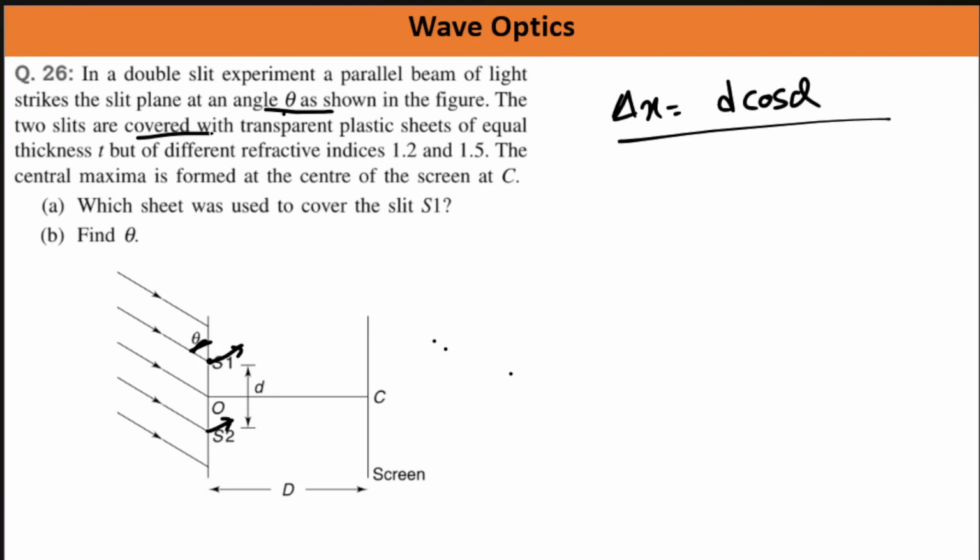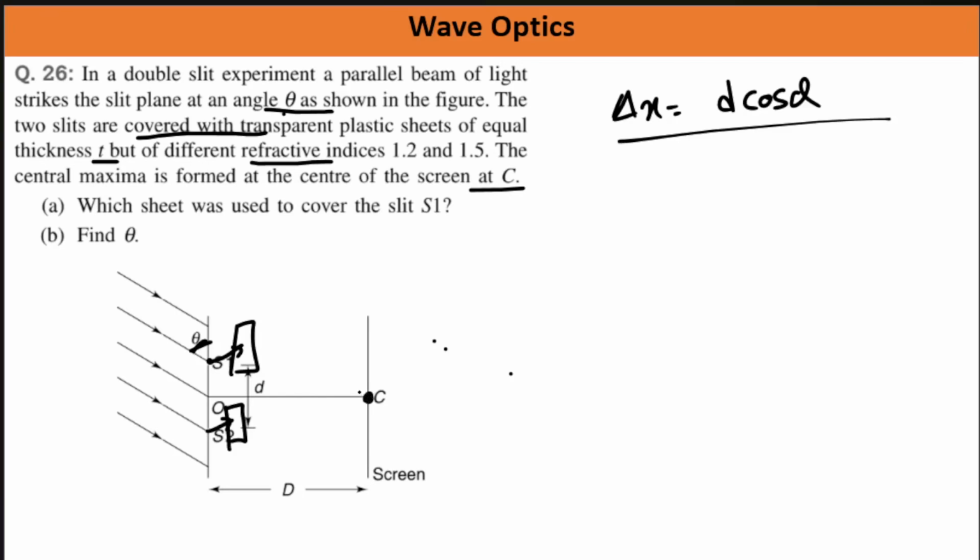The two slits are covered with transparent plastic sheets of equal thickness t, but of different refractive indices 1.2 and 1.5. So in the path of the first light and in the path of the second light, sheets are kept. For now we are not sure whether the 1.2 one is here or the 1.5 one is over here. We don't know this, so let's keep it separate for now. The central maxima is formed at the center of the screen at C.